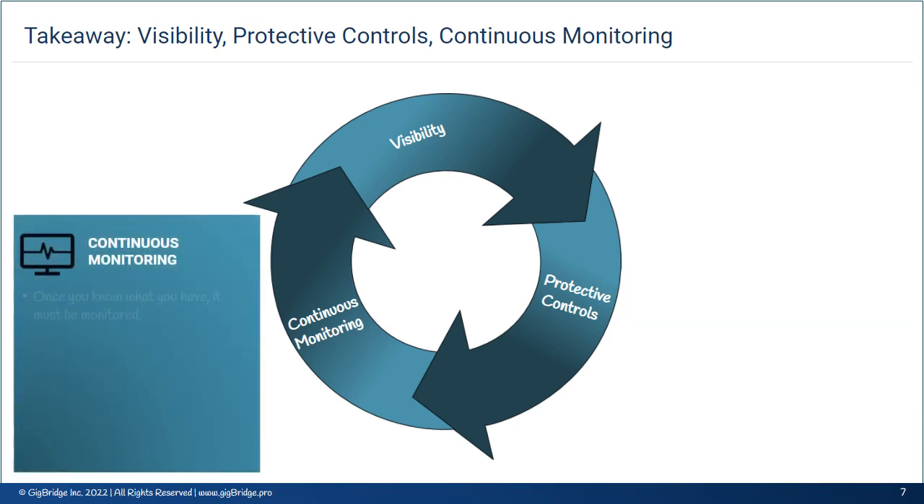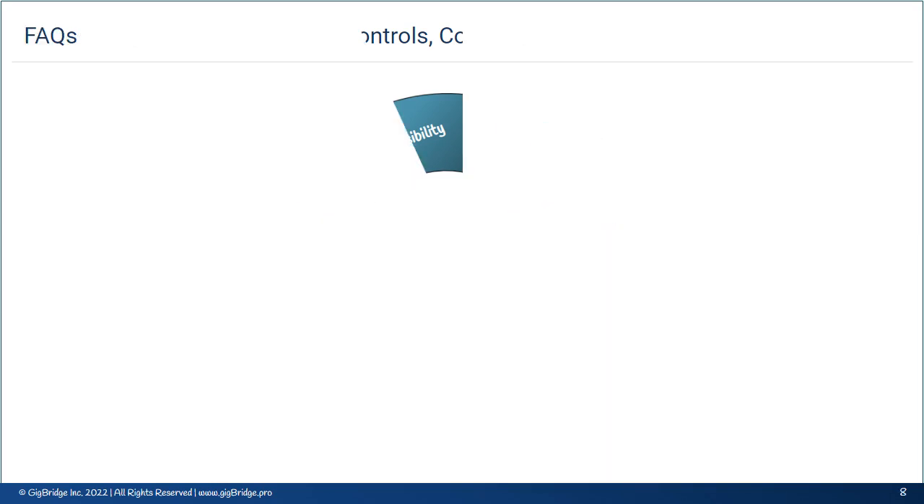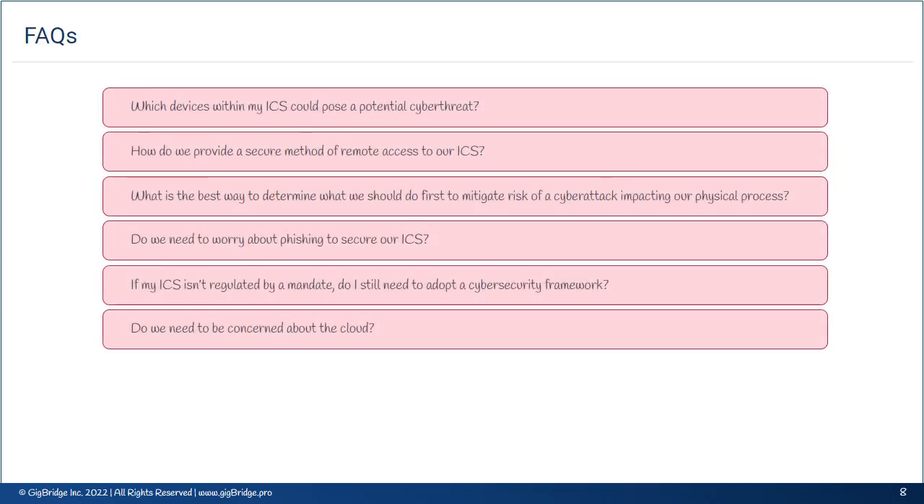Continuous monitoring. Once you know what you have, it must be monitored. This is accomplished through a series of concurrent processes, including vulnerability management, security configuration management, log management, and file integrity monitoring. Let us now look at some frequently asked questions.